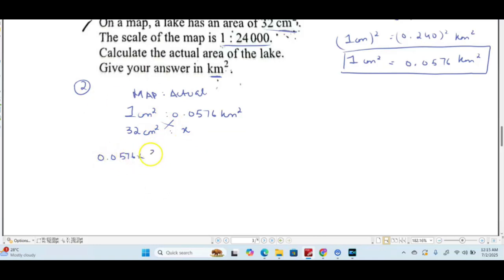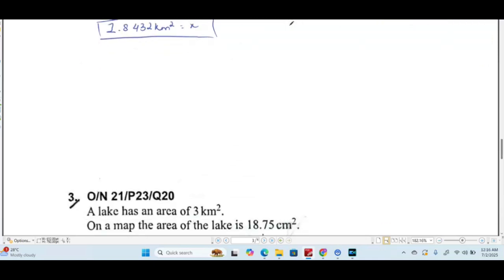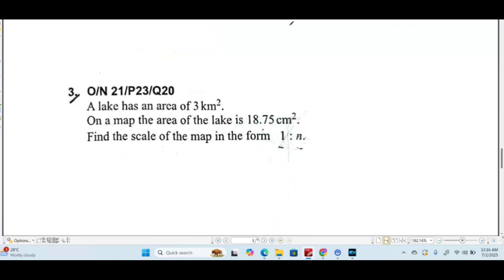0.0576 is going to be multiplied with 32 is equal to x, but it's okay. We don't need to write 1 centimeter square over here. So this is going to give us 1.8432 kilometer squares as the actual area of this lake, which was 32 centimeter squares on the map. Right? So let's move on to the next question.